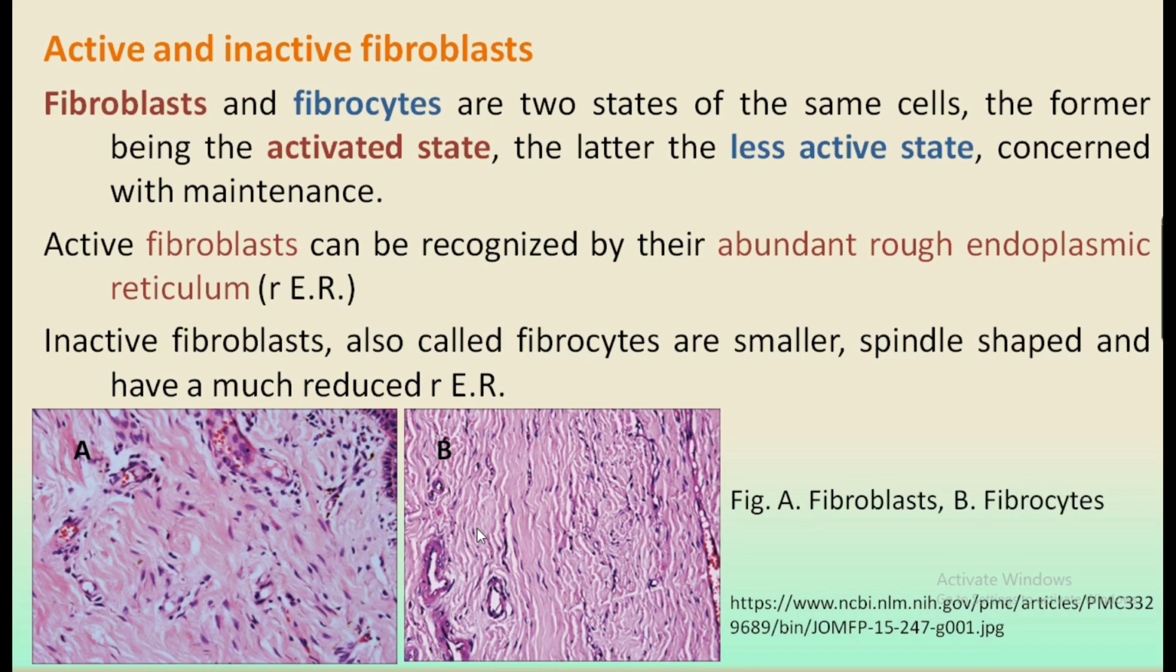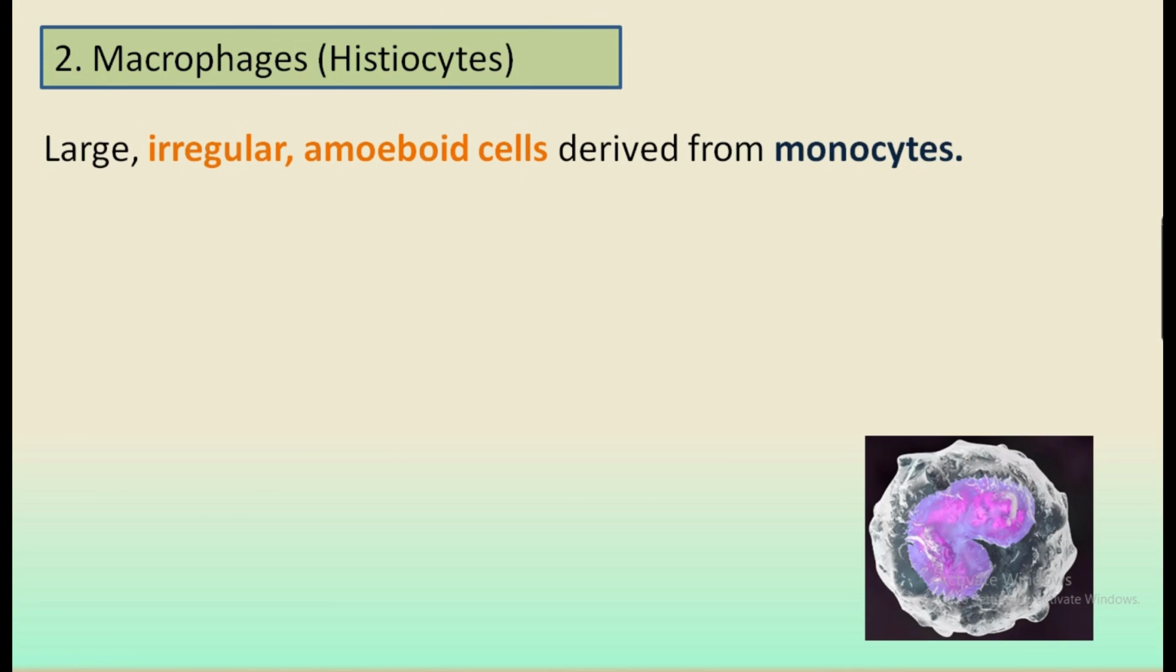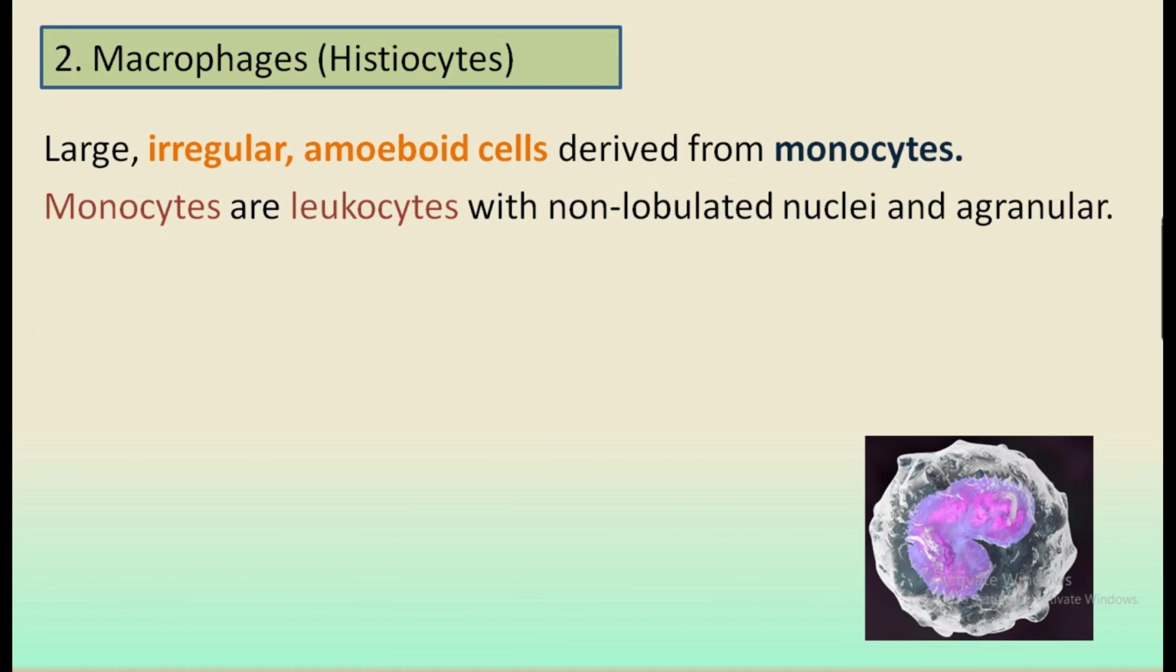So fibroblasts and fibrocytes are two states of the same cell. One is active and the other is inactive. Let us see what are macrophages. So macrophages are large, irregular, amoeboid cells which are derived from monocytes, and monocytes are white blood cells or leukocytes which have non-lobulated nuclei and no granules, so they are agranular.